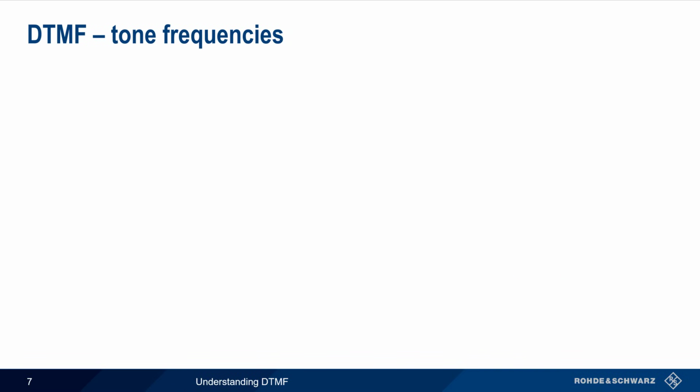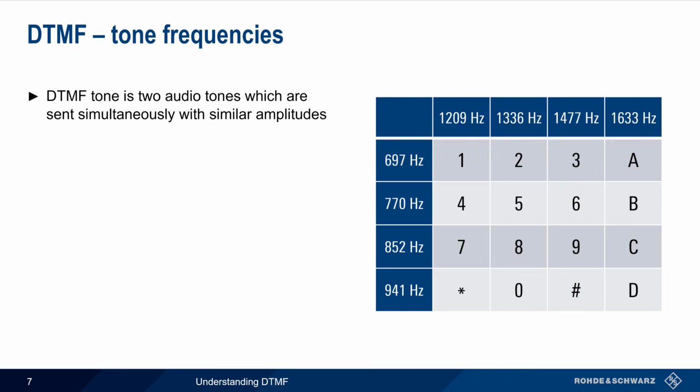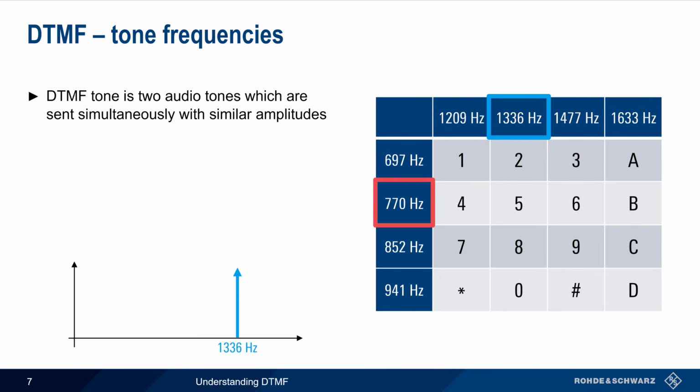Now let's look more closely at the tones themselves. As mentioned earlier, DTMF tones are actually two audible tones, which are sent simultaneously at different frequencies, but with similar amplitudes. Here is the standard DTMF tone table. To make a DTMF tone, we'll pick one tone, in this case 770 Hz from the column on the left, and then we'll pick another tone from the row along the top, here 1336 Hz. When these two tones are combined together, we get the DTMF digit 5.